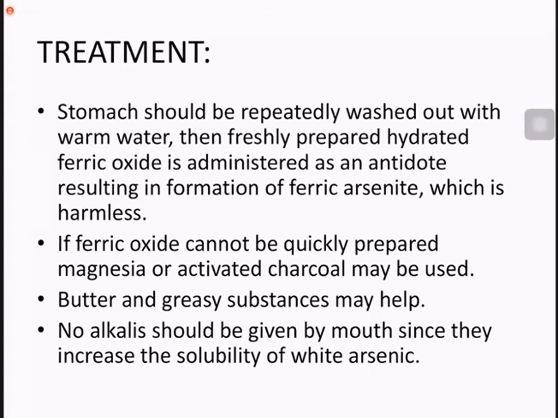Obviously, as with any case of poisoning, we start off with stomach washing immediately, right? We just need to get the poison out of the system. Okay? So we just wash the stomach thoroughly. We're going to use some prepared solution of hydrated ferric oxide. Just remember, ferric oxide, hydrated, is a fancy term. Ferric oxide is the antidote. Okay, it's the antidote.